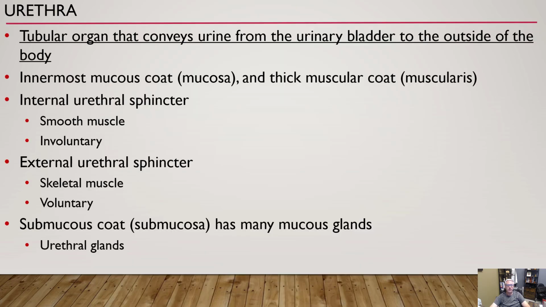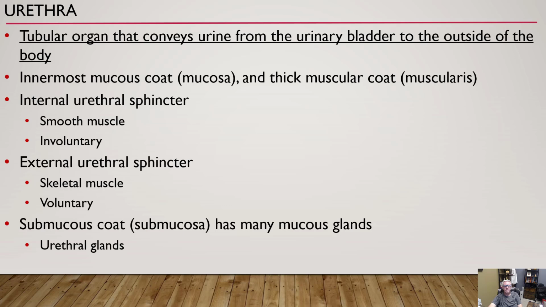All right, so the urethra, it's an organ, it's a tube that connects the bladder to the outside of the body. It has kind of two layers. The inner layer is the mucus layer, the mucus coat, or the mucosal layer, and the outer layer is a thick layer called the muscularis layer. We do have two sphincter muscles. There's an internal urethral sphincter. It's involuntary. It's a bunch of smooth muscle, and we have an external urethral sphincter. That's the voluntary muscle. Remember, voluntary muscle is skeletal muscle.